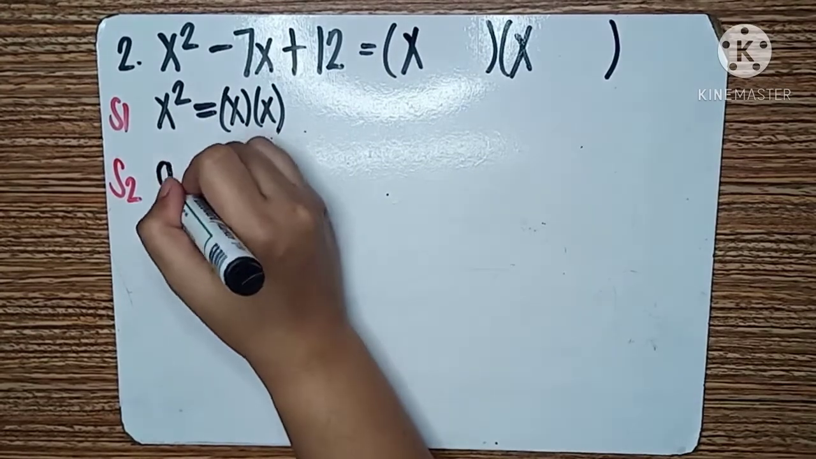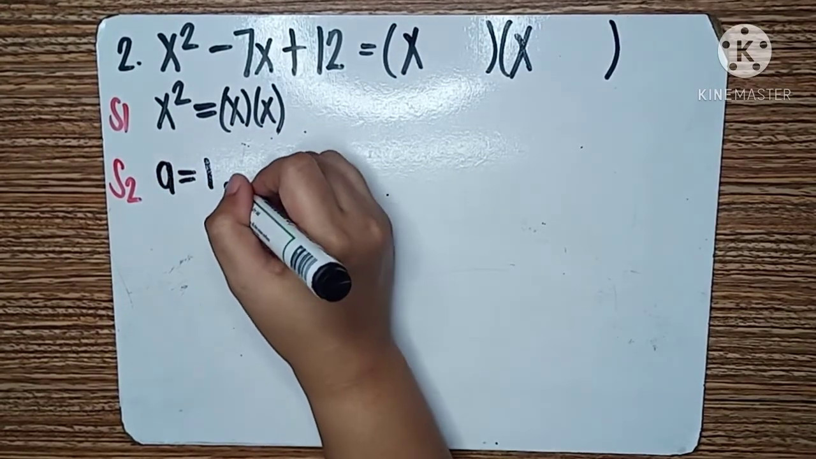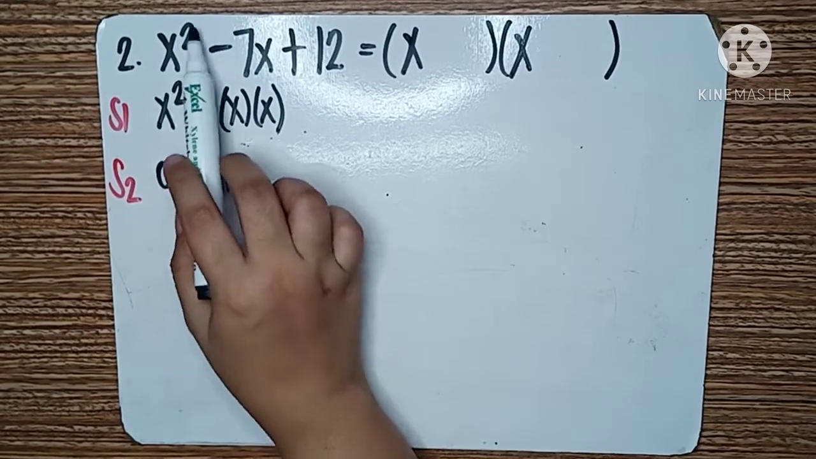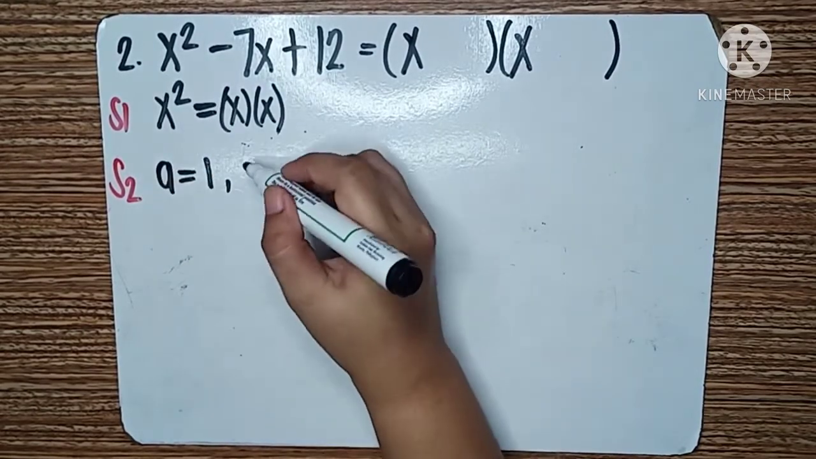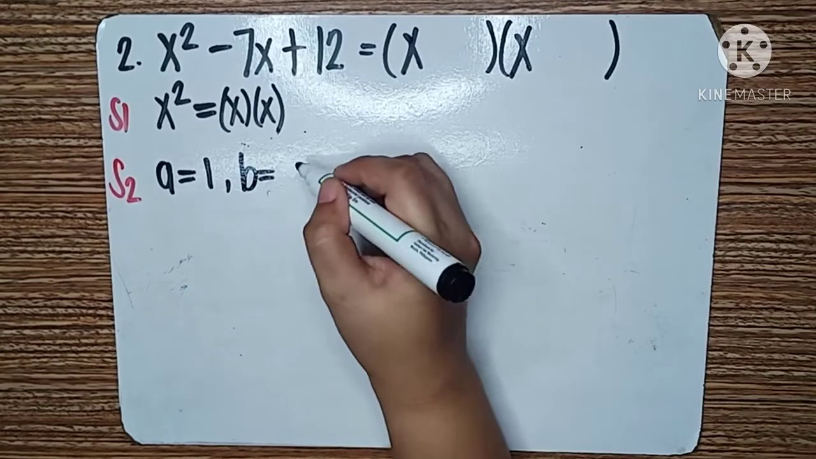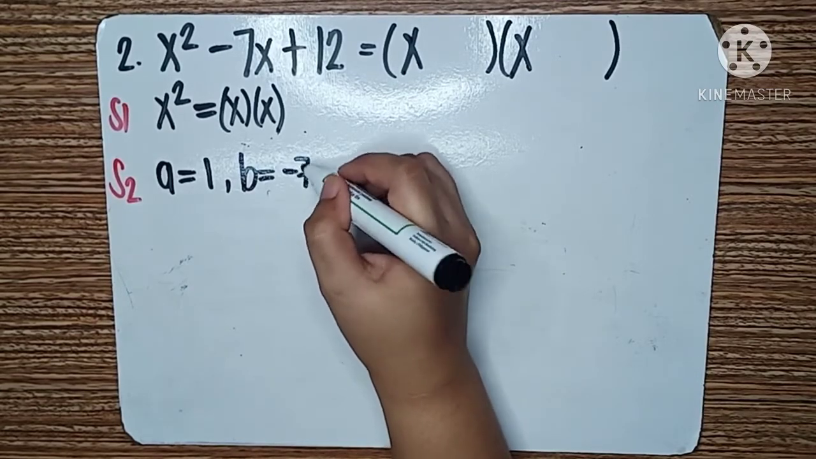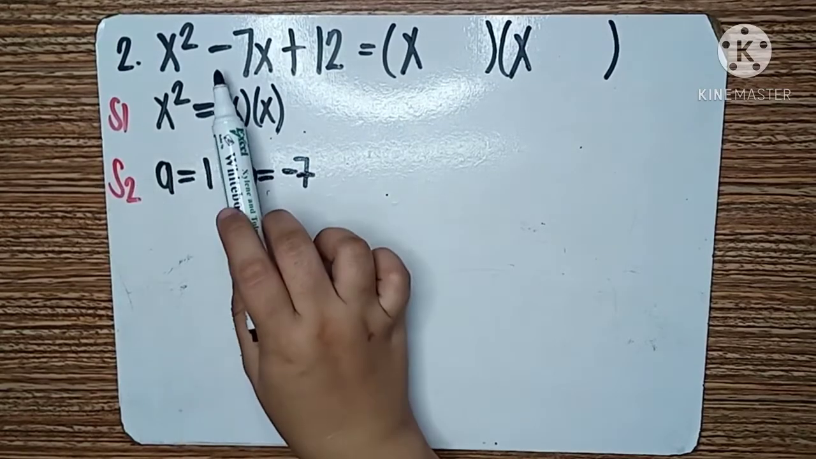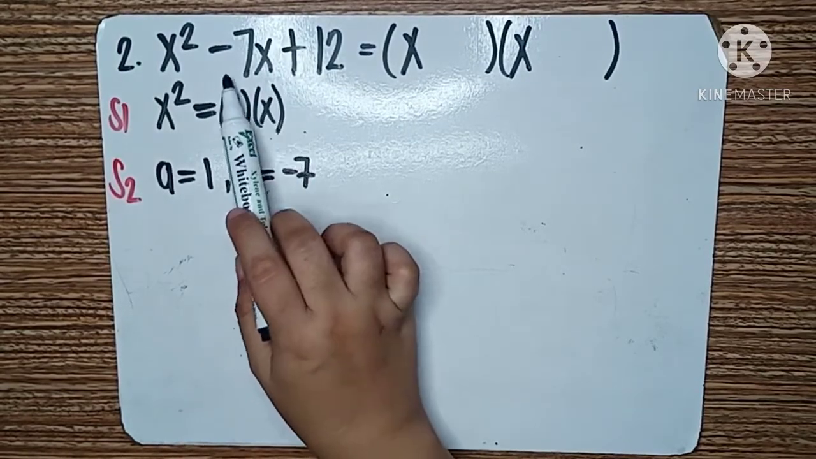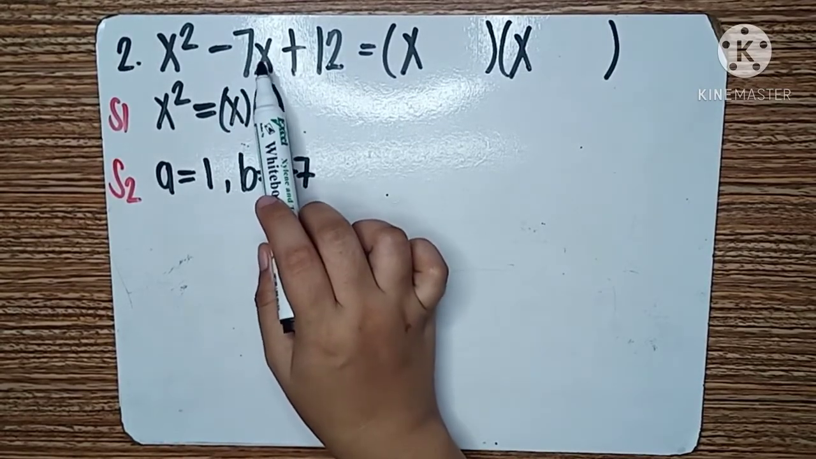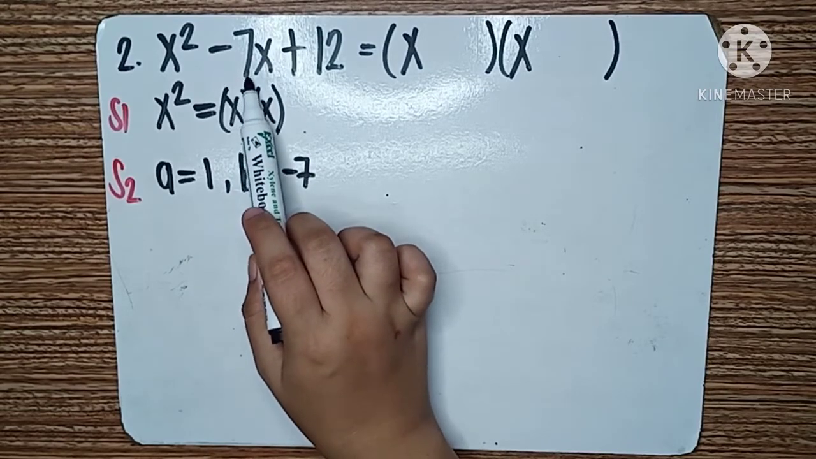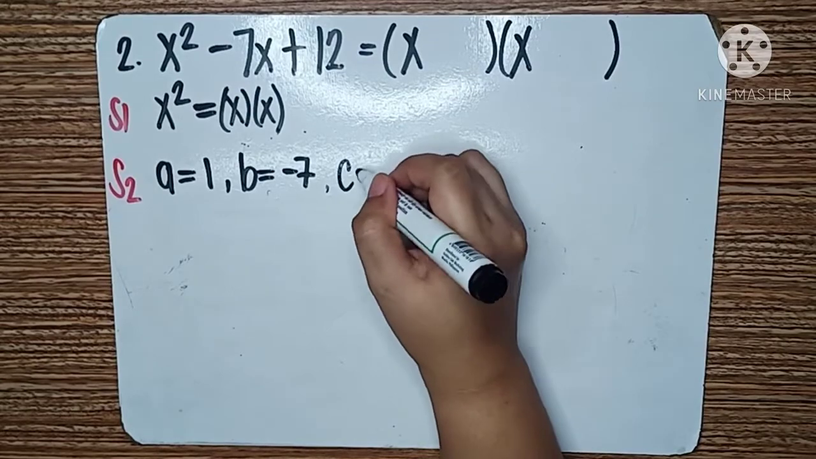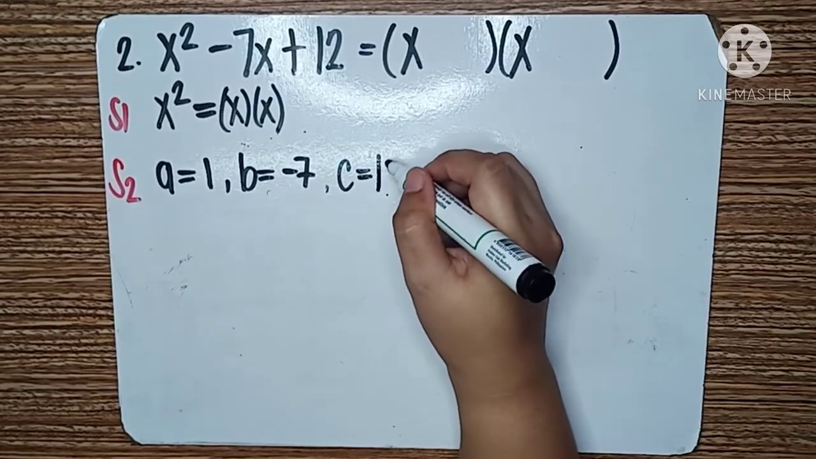Another, step 2. The value of a is equal to 1. Ayun. Walang katabi si x squared, meaning invisible 1. The value of b is equal to negative 7. Ayun. Tandaan na kung ano ang operation, yun din ang sign. Kung minus 7x yan, therefore, ang sign ni 7 ay negative. For c, it is 12.